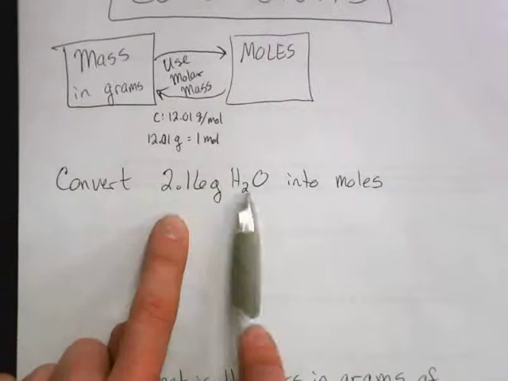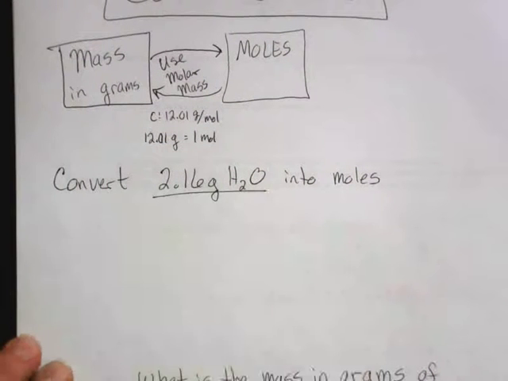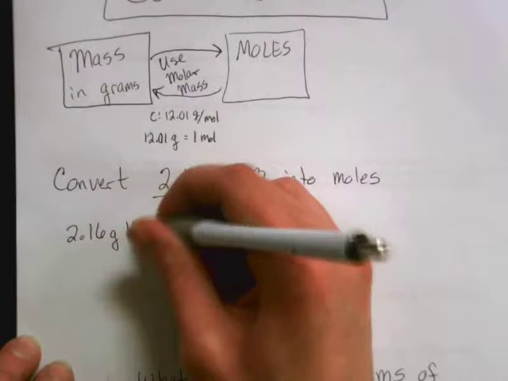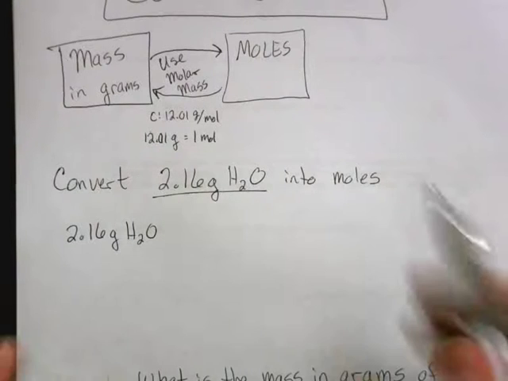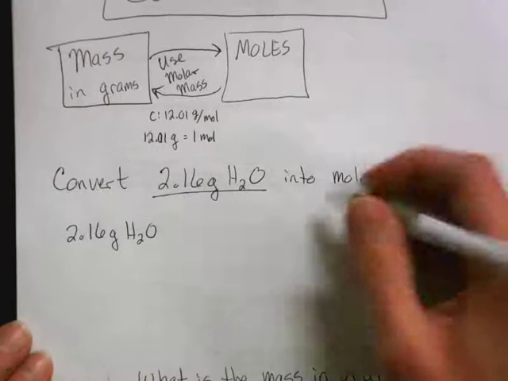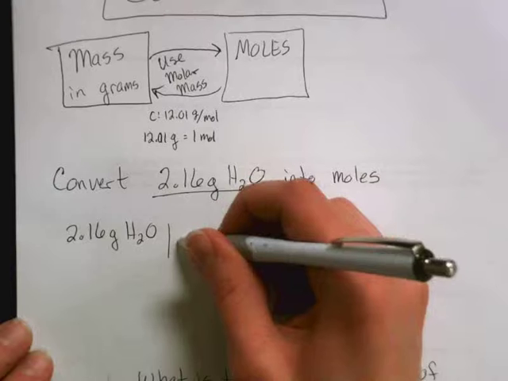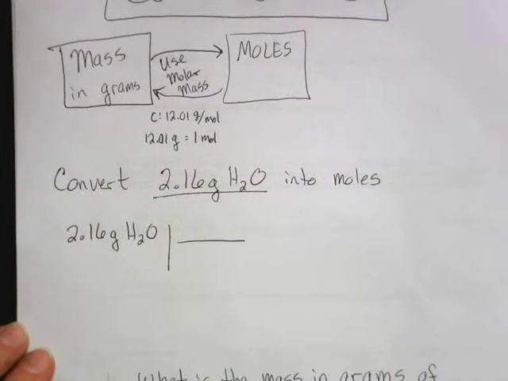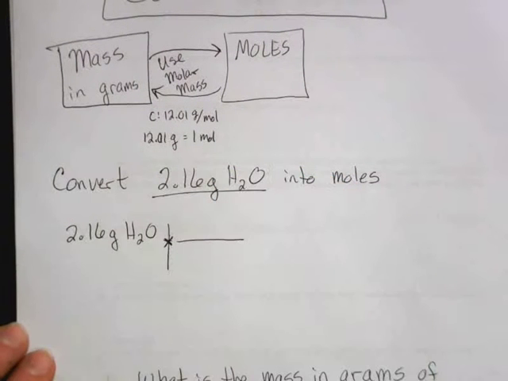Convert 2.16 grams of H2O into moles. So first, this is what I'm given to start with, my 2.16 grams of H2O. So I'm going to write that off to the left side. Then I am trying to find moles. That's what I'm trying to get to. In order to cancel my grams, I'm going to set up my fence post. Now, all this vertical line is, it's just a multiplication sign.